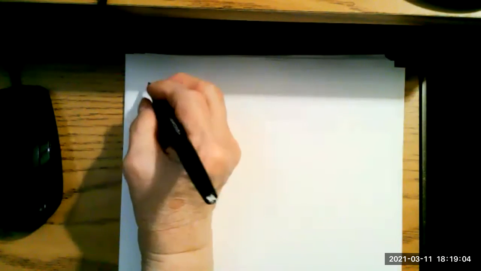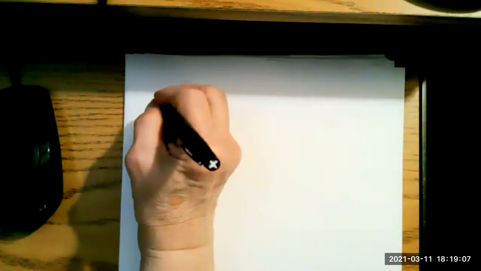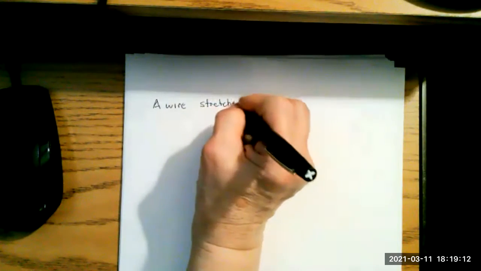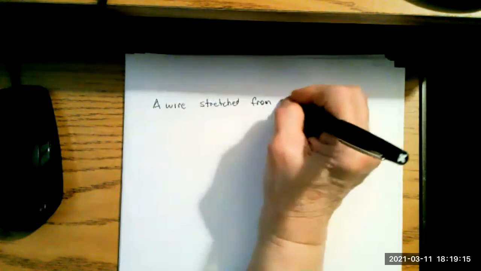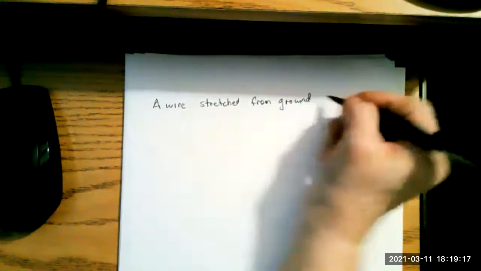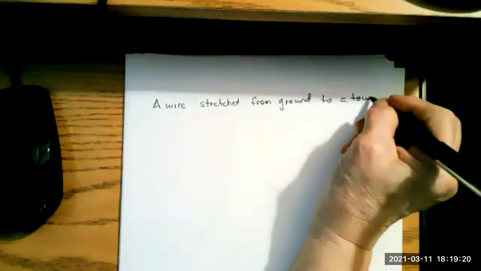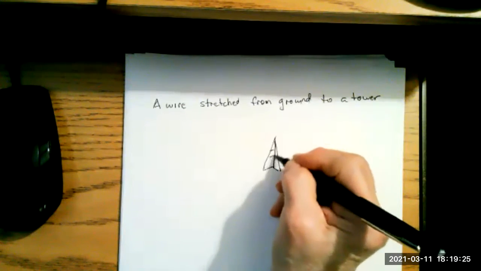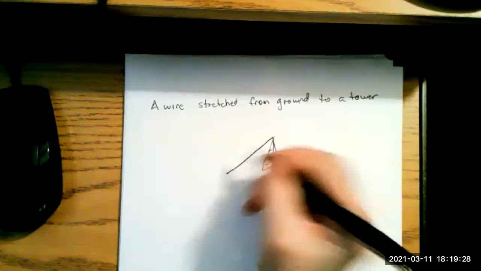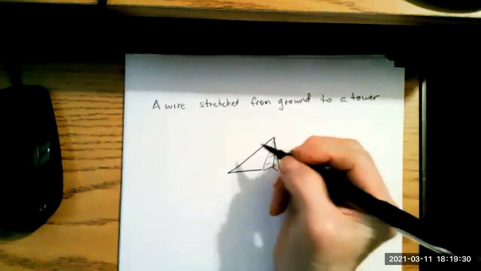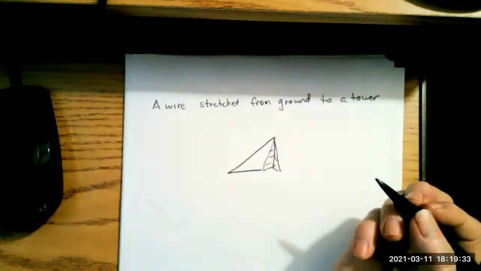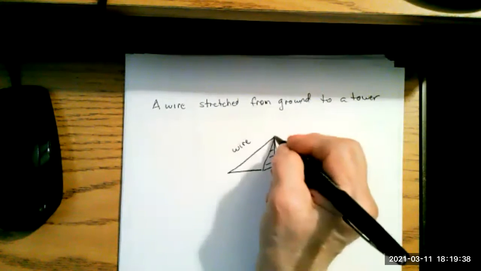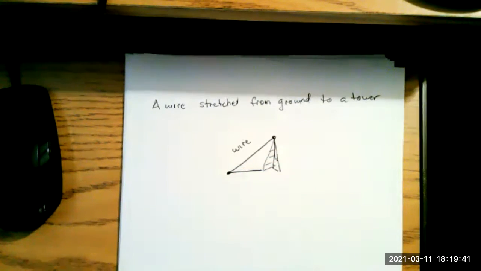All right, let's do one of these tower problems. This is another one that people just skipped because they don't like it. This is a wire. It's stretched from the ground to a tower. So we got this tower up here, and this wire is stretched over here to this tower. Okay, got that picture? Here's the tower. This is the wire that goes this way. It's stretched from the top of this tower down here, I guess, to hold it in place.